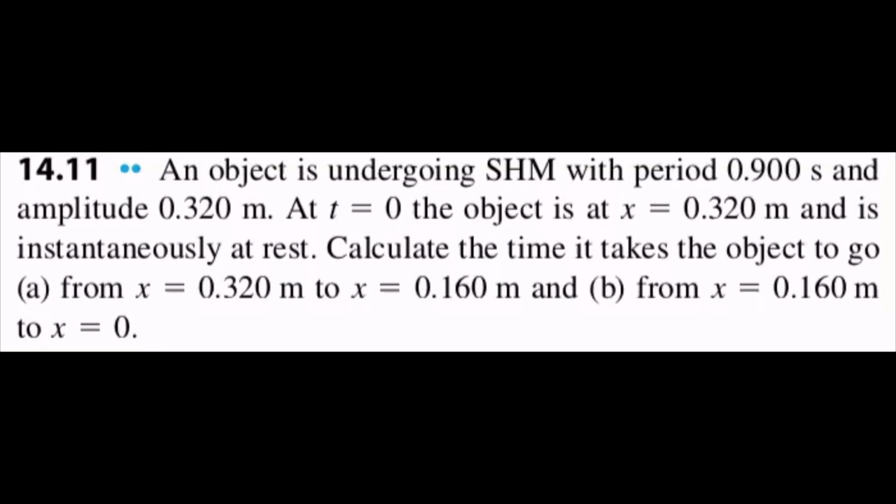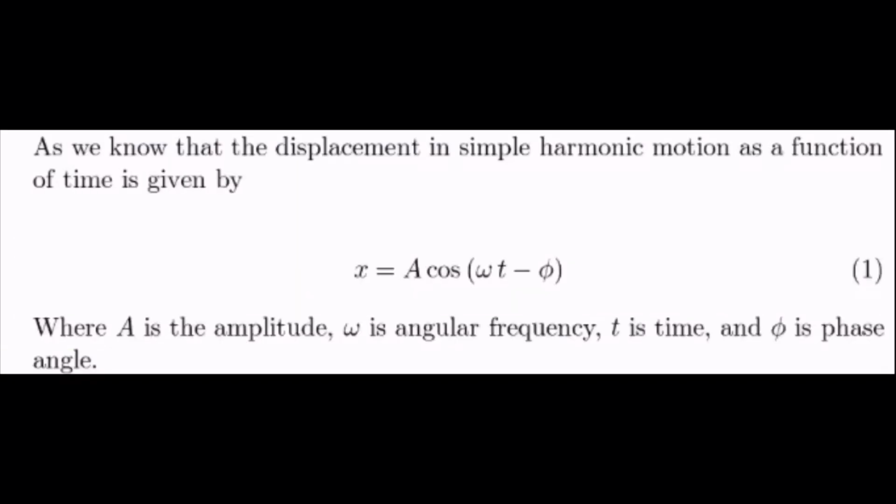To calculate this, we know that the displacement in simple harmonic motion as a function of time is given by x equals A cos(omega t minus sigma), where A is the amplitude, omega is the angular frequency, t is the time, and sigma is the phase angle. And that would be our first equation.